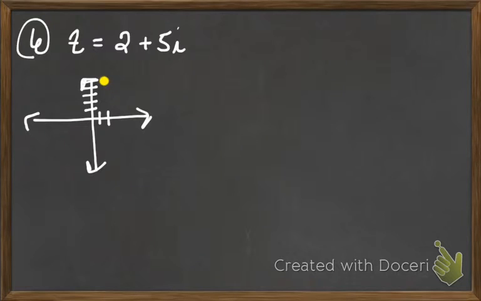The A value is 2. The B value is 5. You go 2 units to the right on the real axis, and you go up 5 units on the imaginary axis. Does that make sense? Is that easy, hard? I need some type of indicator.